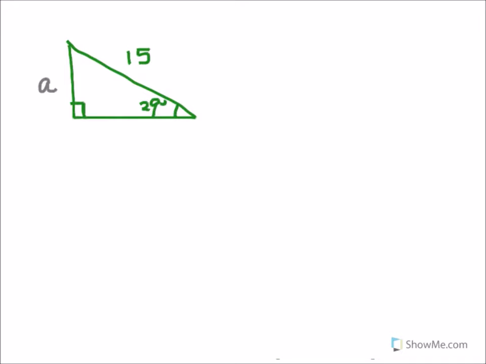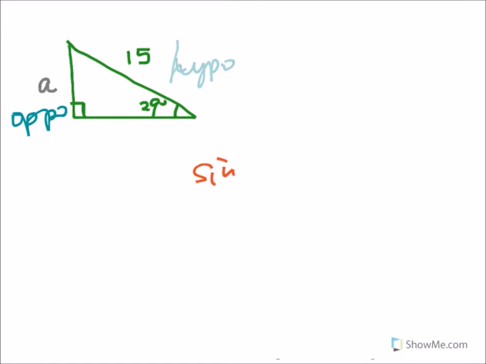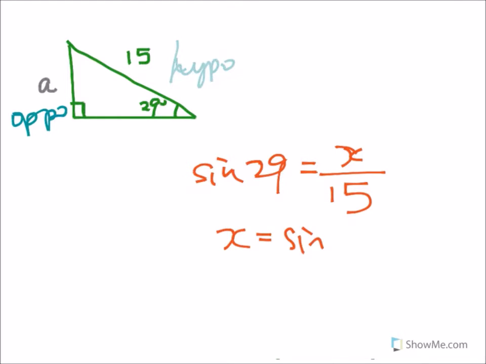So here we know the angle, we know the hypotenuse, and we want to know the opposite side. Hypotenuse and opposite side. So now we're gonna use sine. Sine 29 degrees equals x over 15. X equals sine 29 times 15. We press on the calculator and we get a number, 7.27.